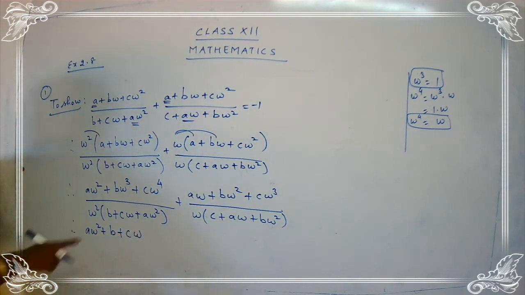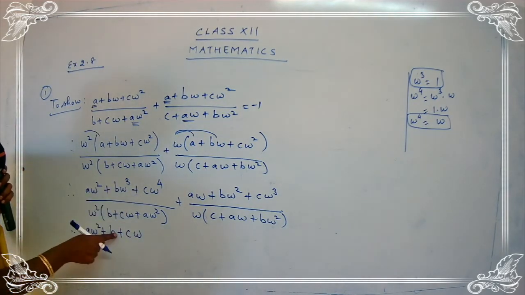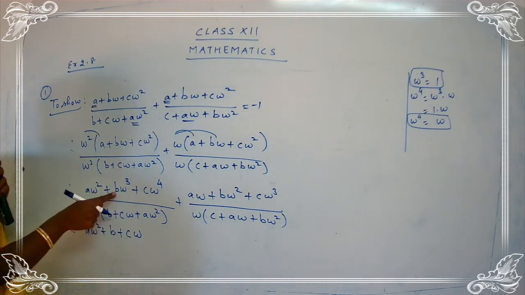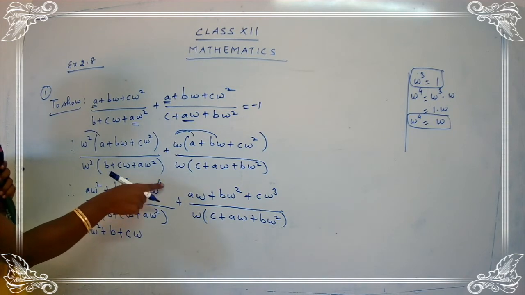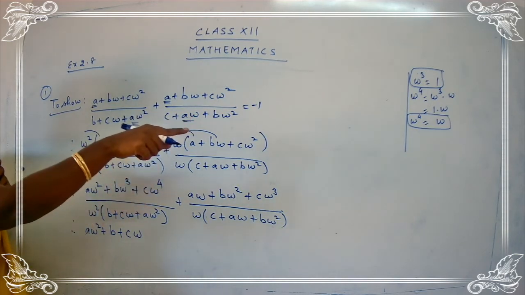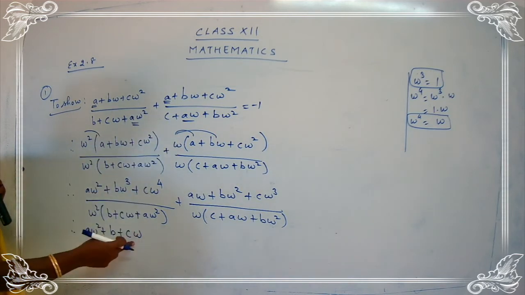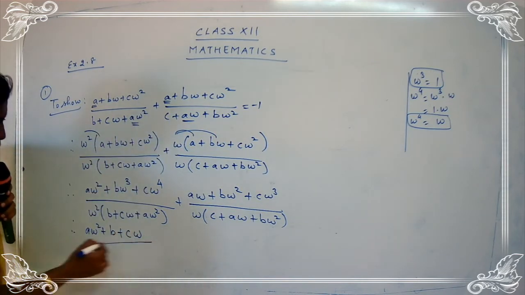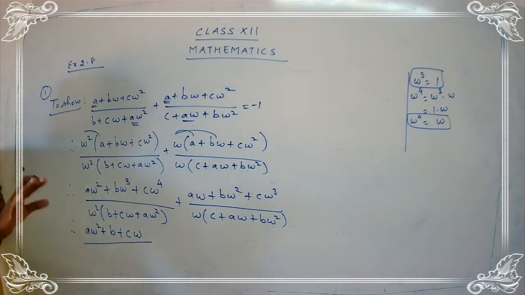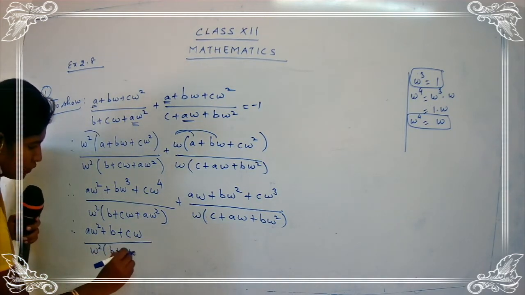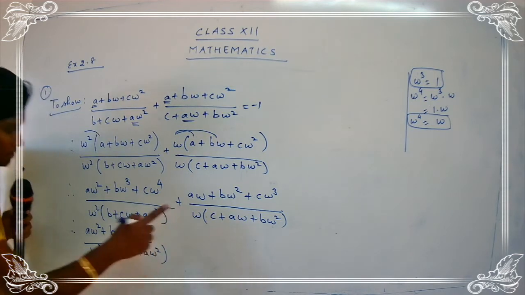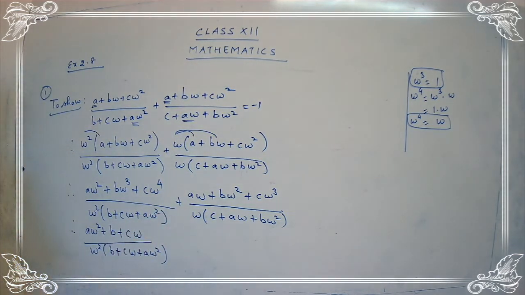Are you getting the point? So omega cube is taken as 1. So anything multiplied by 1, you're going to get the same answer. So b into 1 is b. Omega raised to 4 value is omega. So you're going to write here c omega upon, keep the denominator part as it is again. So omega square b plus c omega plus a omega square. Complete the second part.